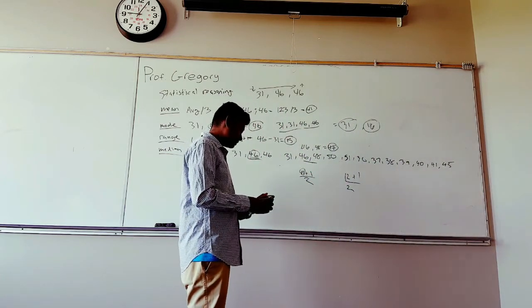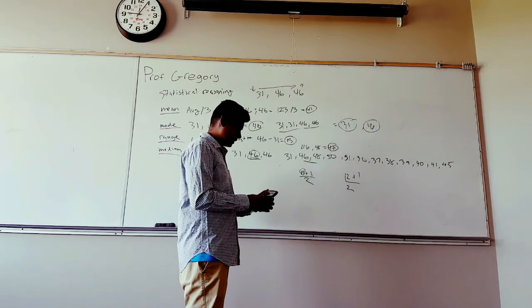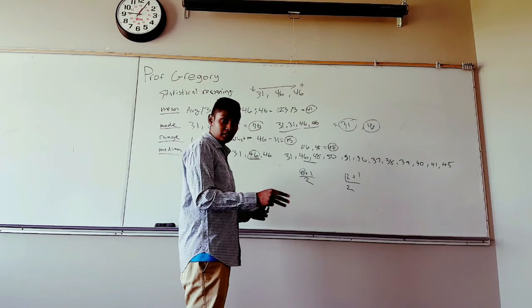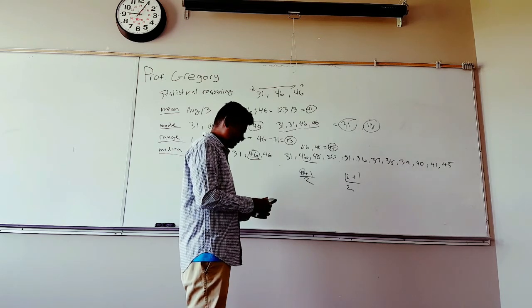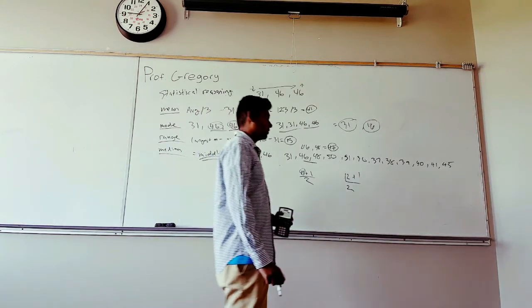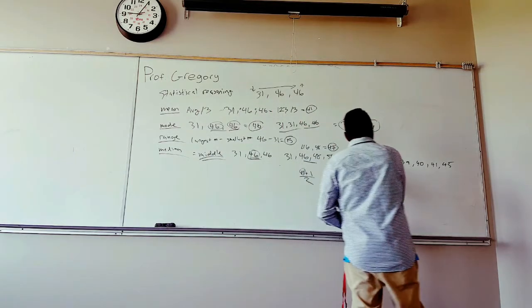Now, if we do this, I'll show you guys, this is magic. So 12 plus 1, and we're not done yet. Then divide that by 2. We get 6.5. And we have now found the middle of all these numbers.